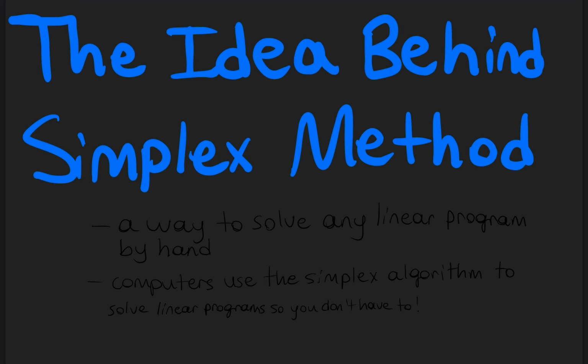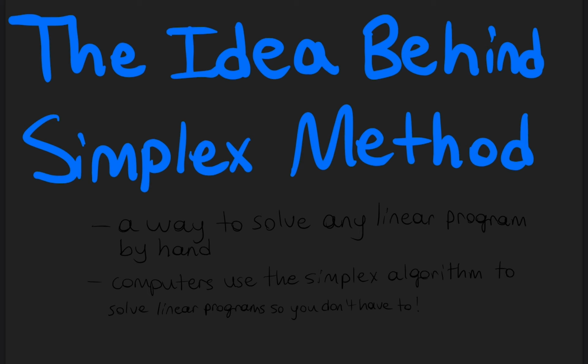So the simplex method was invented in 1947, and it was invented by an operations research analyst, and he was the pioneer of operations research. It is a way to solve any linear program by hand. That is what the simplex method is.